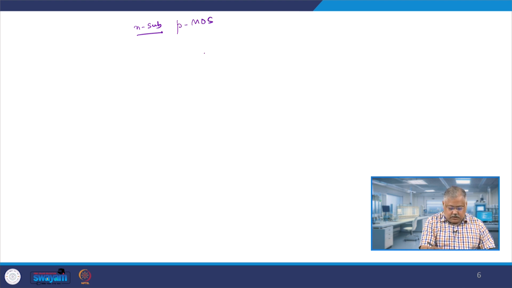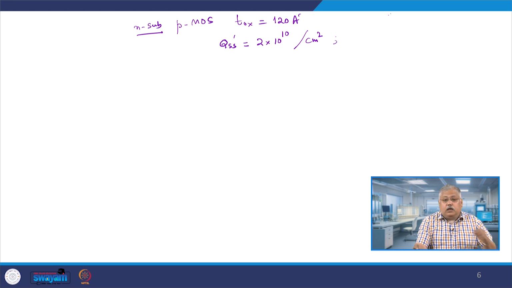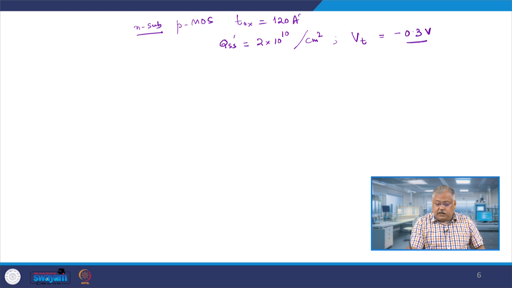I have an N substrate available there whose TOX value is 120 angstrom, and QSS, which is the oxide charge density, is 2 into 10 to the power 10 per centimeter square. The question I am giving you is that I want to design a threshold voltage such that the value is equal to 0.03 volts approximately. How will you design it? That is the question. So, I have been given a P type MOSFET with obviously an N type substrate, and TOX is already given to you.